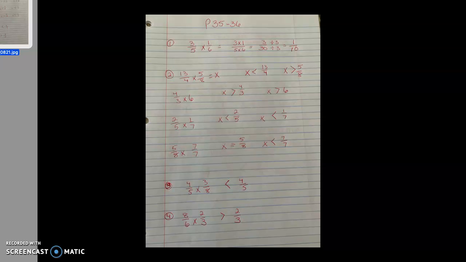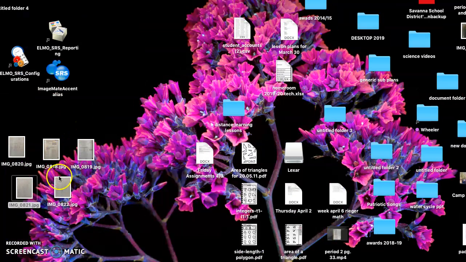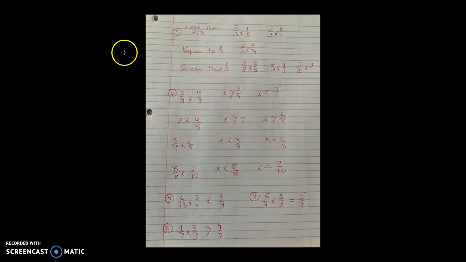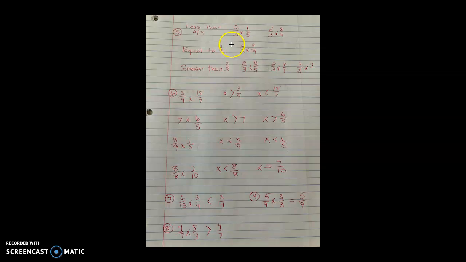Let's take a look at number 5. Okay, on number 5. So again, if I take 2/3 and multiply it by a fraction that's smaller than 1 whole, my answer is going to be less than 2/3.